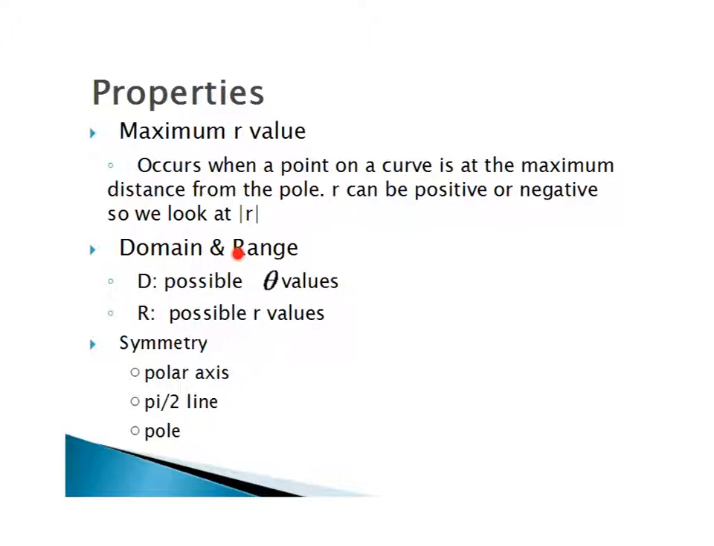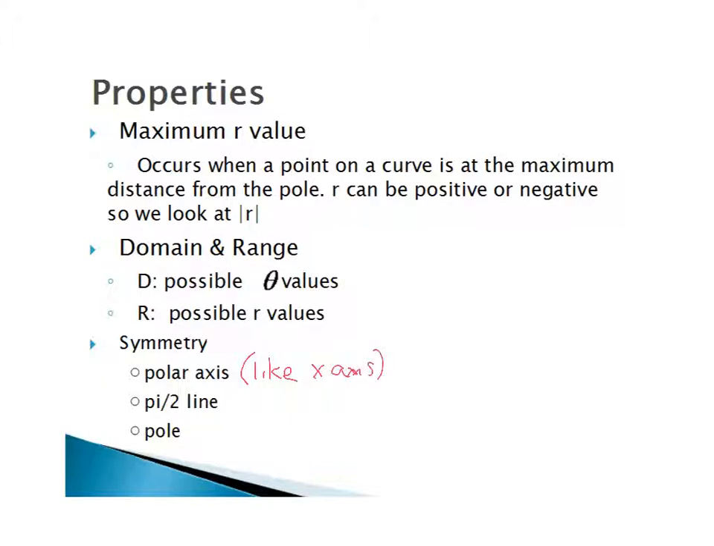We still look at domain and range, but what's different is the domain is really your theta, and the range is the R value. We look at symmetry, but it's not x-axis and y-axis symmetry. It's now called polar axis symmetry. Remember, the polar axis is the positive x-axis, so we don't call it x-axis symmetry, we call it polar axis, but it's kind of like x-axis symmetry.